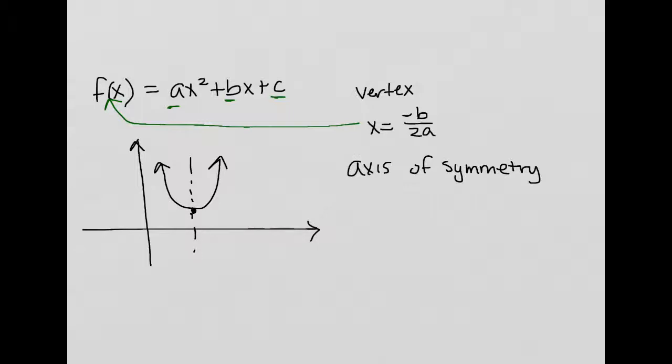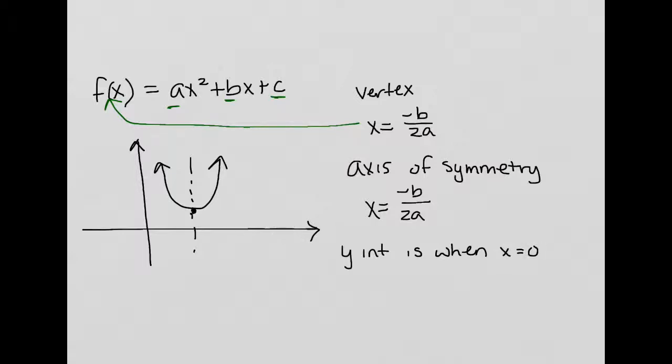Now remember, vertical lines have an equation of x equals something. The axis of symmetry always goes through the vertex, so it has the equation x equals negative b over 2a. And so that is the actual equation for a line. All right. The other thing I want you to look at is the y-intercept. Remember, the y-intercept happens when x equals 0.